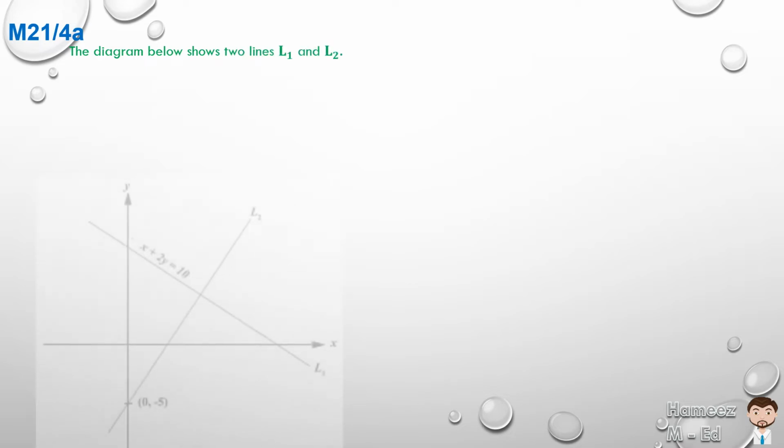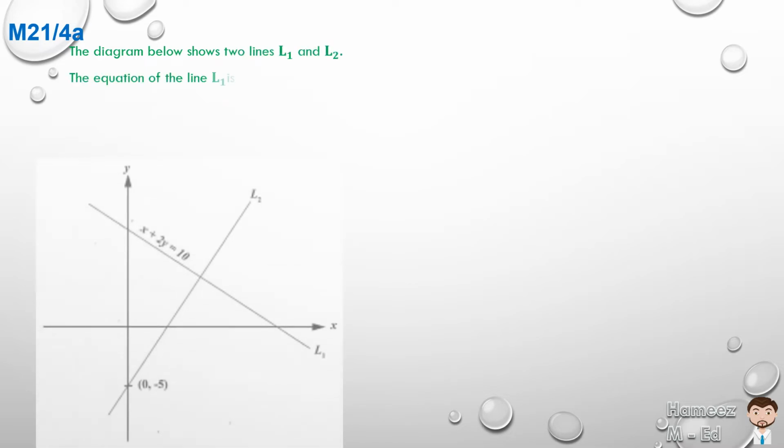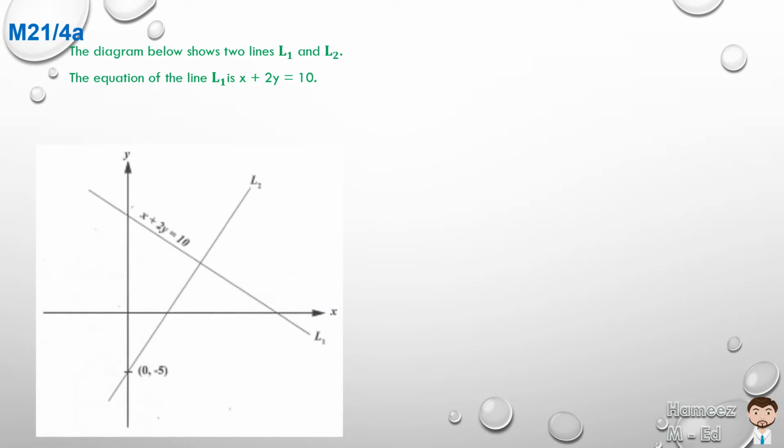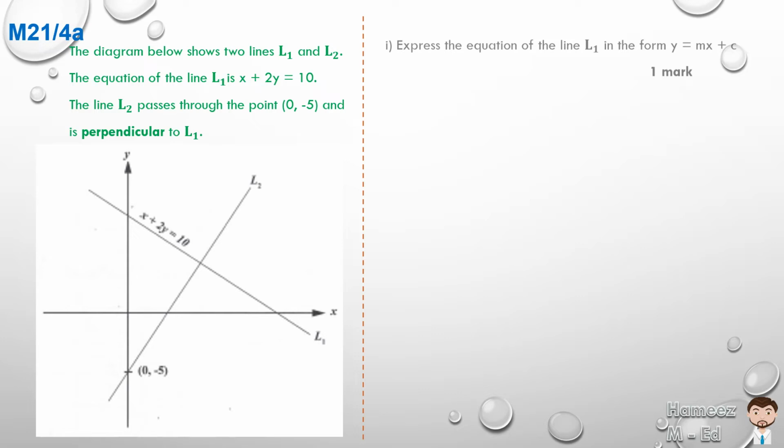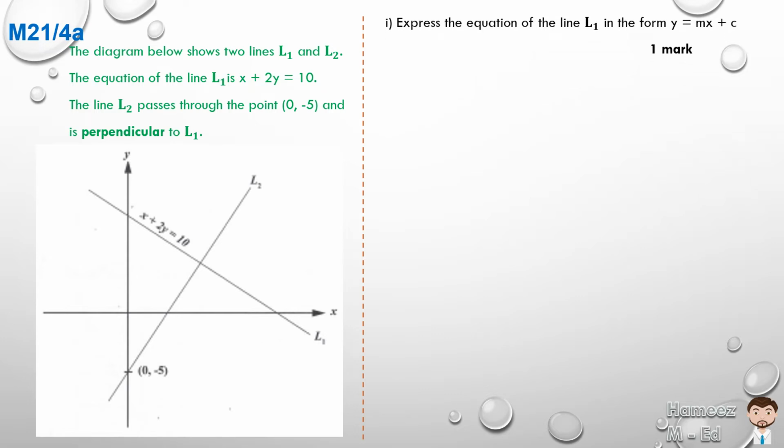May 2021, number 4a. The diagram below shows two lines L1 and L2. The equation of the line L1 is x plus 2y is equal to 10. The line L2 passes through the point (0, minus 5) and is perpendicular to L1. Part 1. Express the equation of the line L1 in the form y is equal to mx plus c.